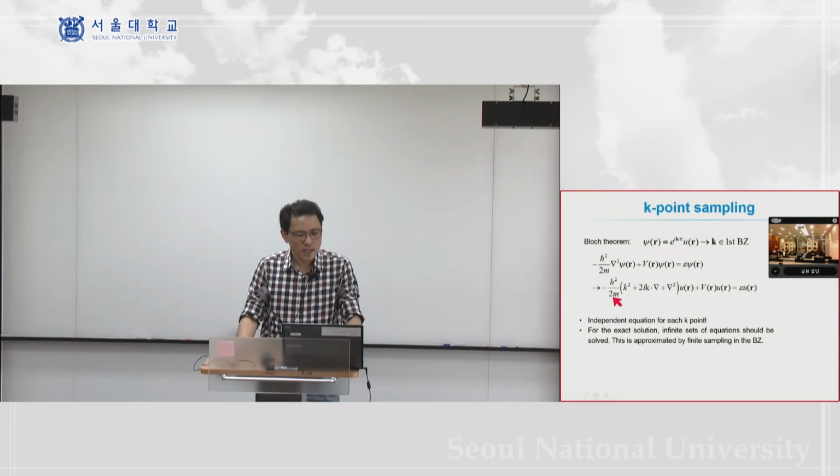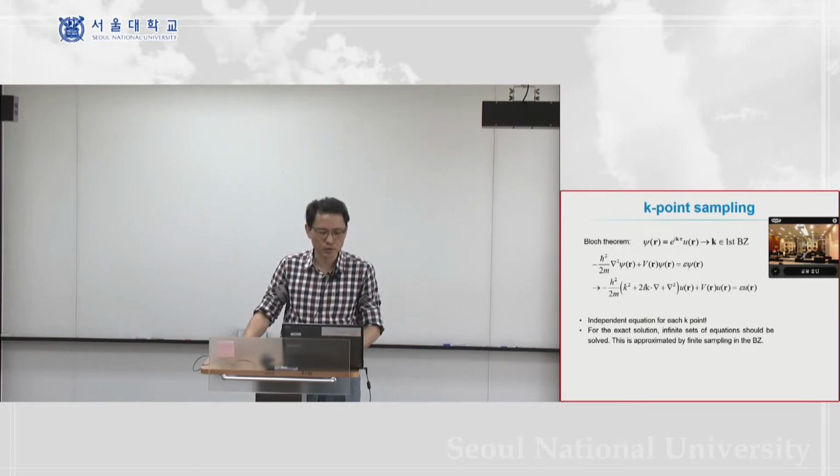But the one thing is that this k is an arbitrary vector in the first Brillouin zone, which means that for each k point, you have different equations. And this k can be any vector. So in order to have the exact solution, you have to solve an infinite set of equations with different k vectors, which is impossible to do computationally.